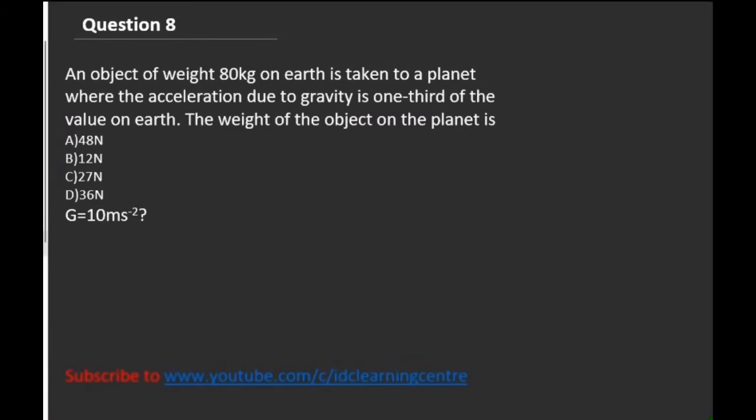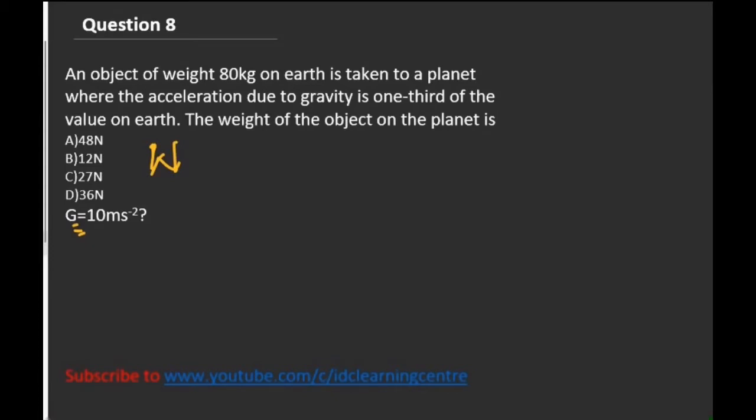An object of weight 80 kg on Earth is taken to a planet where the acceleration due to gravity is 1/3 of the value on Earth. The weight of the object on the planet is A, 48 Newton, B, 12 Newton, C, 27 Newton, D, 36 Newton. Gravity is always 10 meters per second squared.